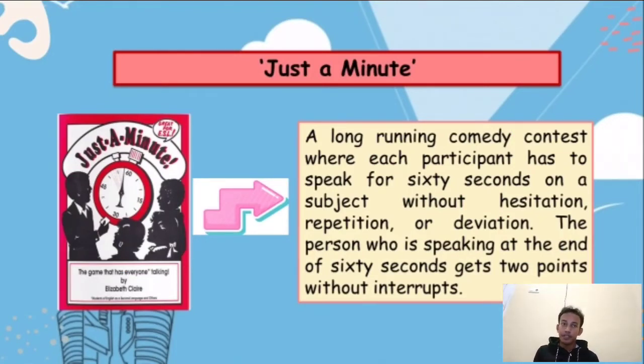Okay, next is about Just a Minute. Just a Minute is a long-running comedy contest where each participant has to speak for 60 seconds on a subject they are given by the chairperson or teacher without hesitation, repetition, or deviation, or in the case of language students, language mistakes. If another contestant hears any of these, he or she interrupts, gets a point, and carries on with the subject. The person who is speaking at the end of 60 seconds gets 2 points.